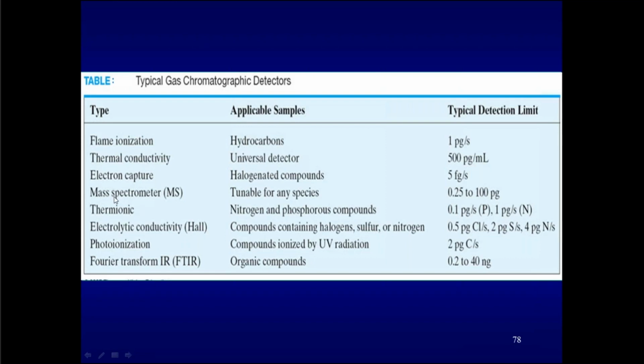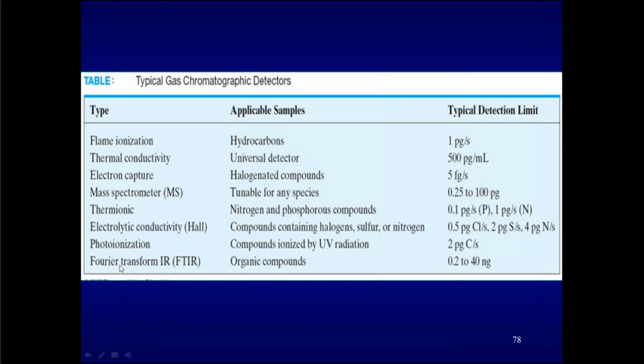Apart from the four and mass, you also have electrolytic conductivity detector. Compounds containing halogen, sulfur, or nitrogen can be estimated with this. You can see these are all very sensitive detectors. Photoionization is another. Compounds ionized by UV radiation, such compounds can be detected with a photoionization detector. 2 picogram is for carbon containing compounds. Then Fourier transform IR, FTIR, can also be used as a detector along with GC.